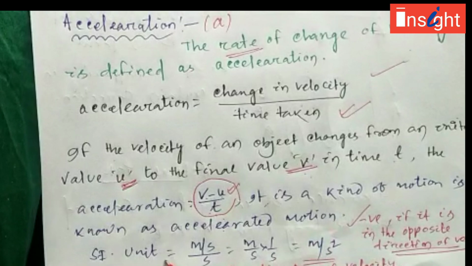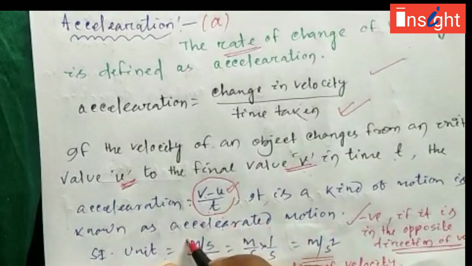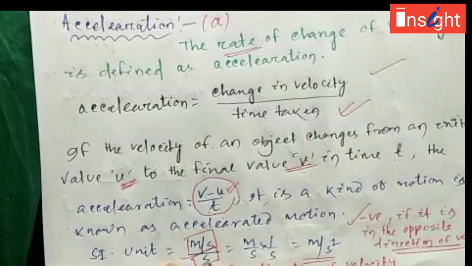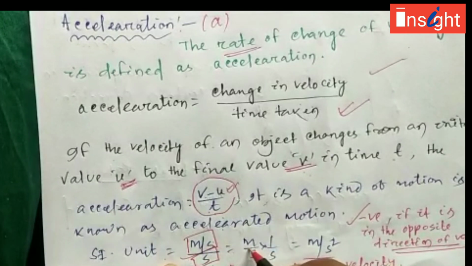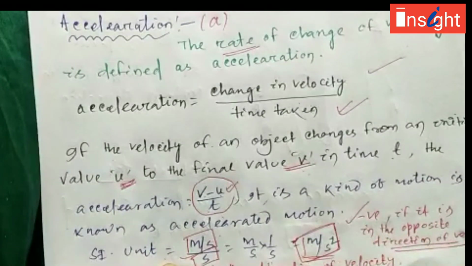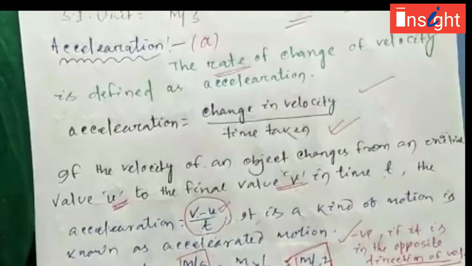The SI unit of acceleration is meter per second per second. Why? Because acceleration is velocity by time, velocity is meter per second divided by second, which equals meter per second into 1 by second, equal to meter per second square. Remember, the SI unit of acceleration is meter per second square.